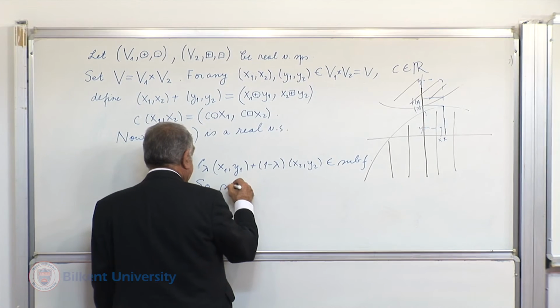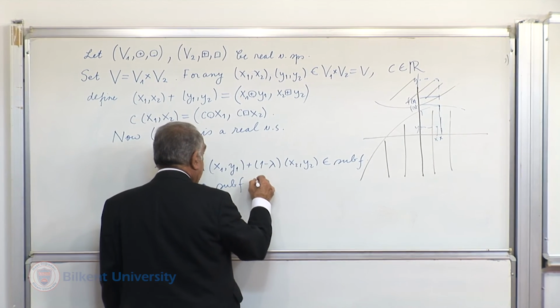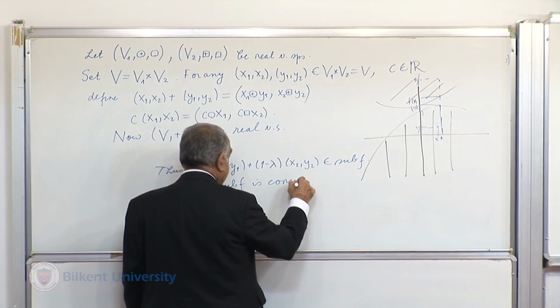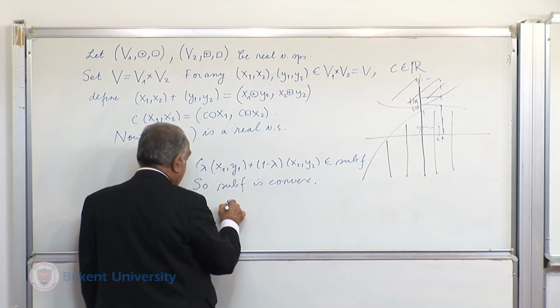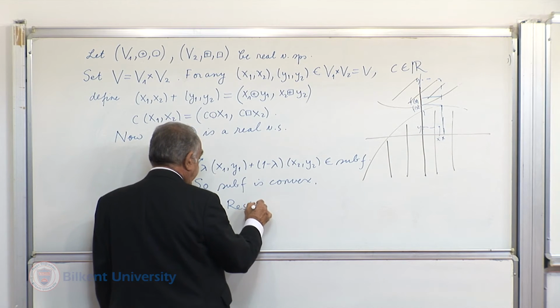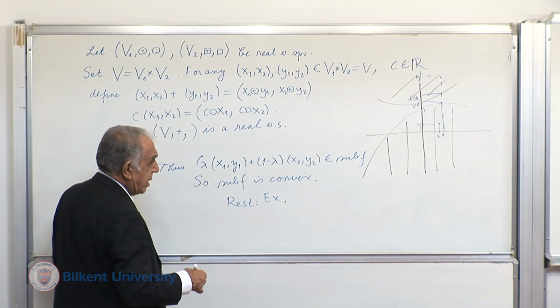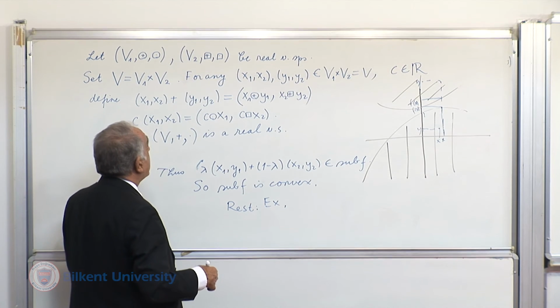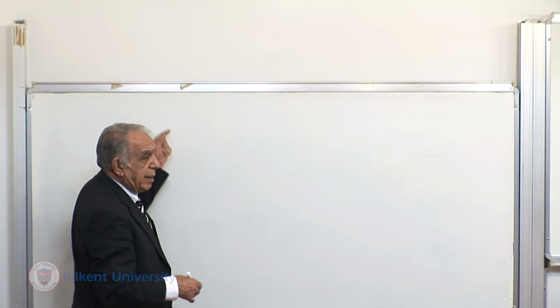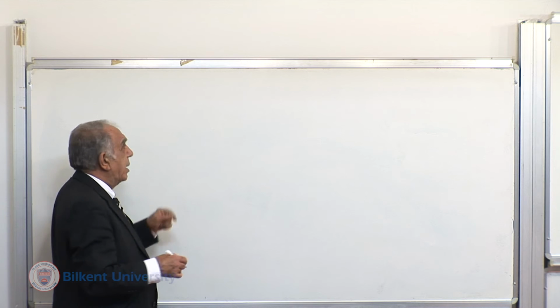So subgraph of f is convex. Rest for part one exercise. Now let's consider part two. Any questions about this? Okay.